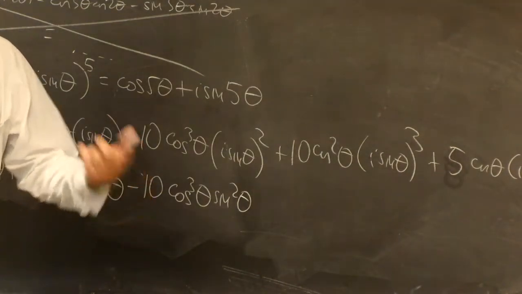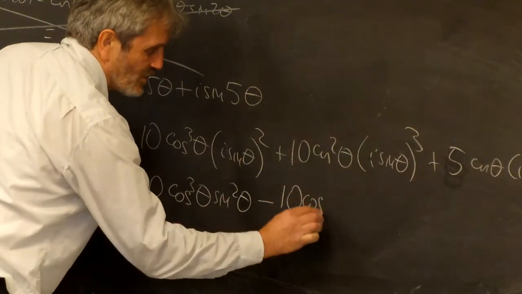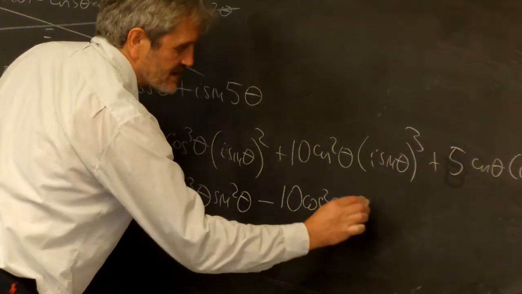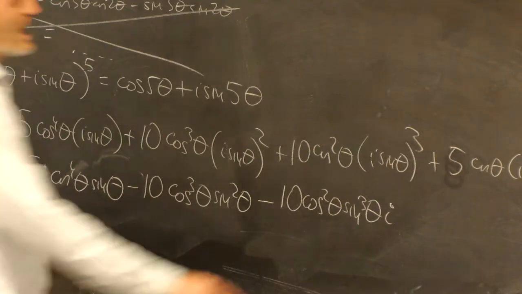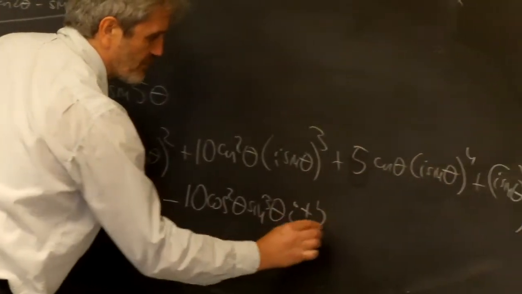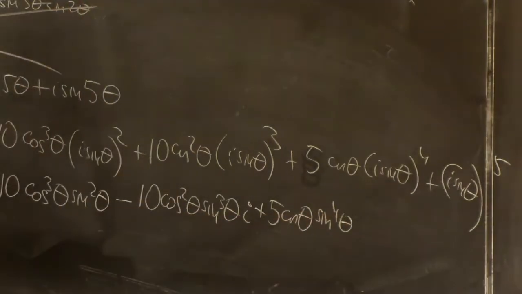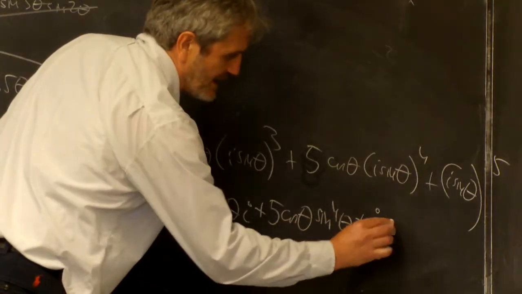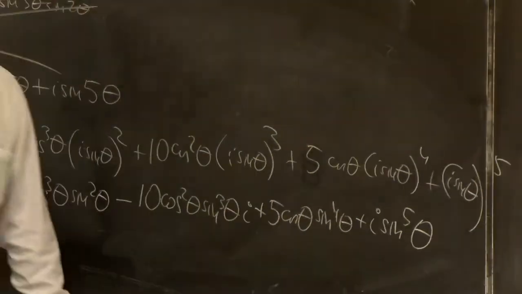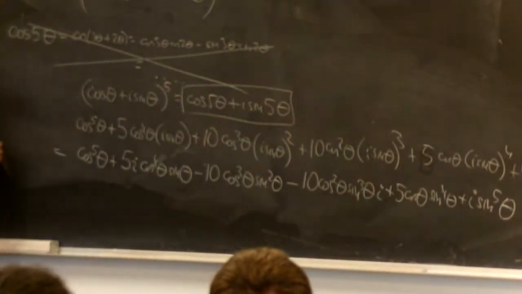Negative i, because i squared times i is negative i, so it will be minus 10 cosine squared theta sine cubed theta i. i to the fourth is 1, so I don't need to worry about that, so I just get plus 5 cosine theta sine to the fourth theta. And then i to the fifth is just i, so it will be plus i sine to the fifth. Did you understand this calculation? And I will compare, and this is all equal to this.